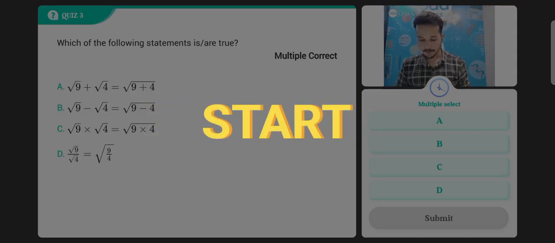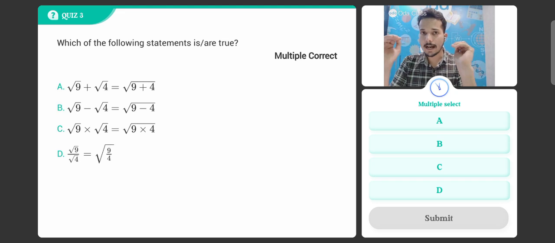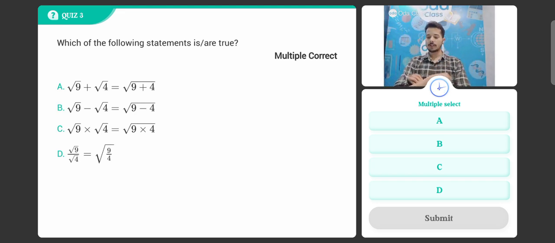Done? Give the answer. It is a multiple correct answer. Students, listen to me. It is a multiple correct answer. You have to click on all the options which are right. You have to click on all the options which are correct.